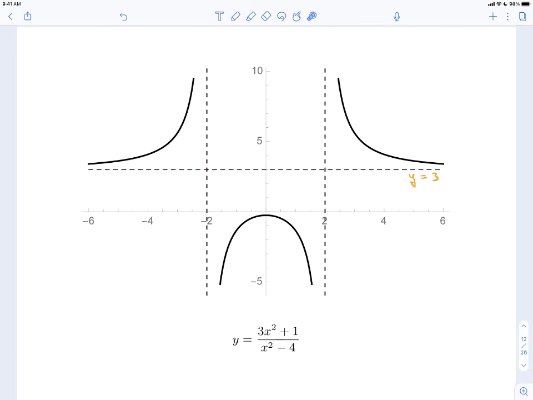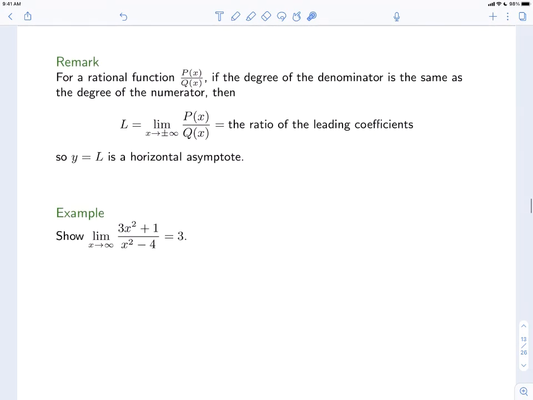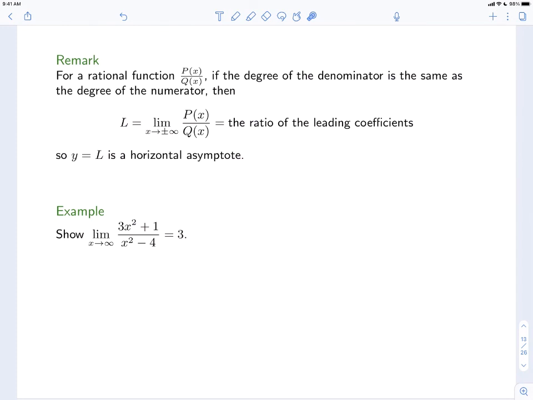Can we show that? And the answer is yes. We can show that using the method that we already described, dividing by x raised to the largest exponent that appears in the denominator, which in this case is x squared. Now, generally speaking, for a rational function p over q, if the degree of the denominator is the same as the degree of the numerator, then the limit as x approaches positive infinity or negative infinity of p over q is just the ratio of the leading coefficients. So you'll end up with a horizontal asymptote, which is y equals L, where L is this ratio of leading coefficients. And you can see that that's the case here.